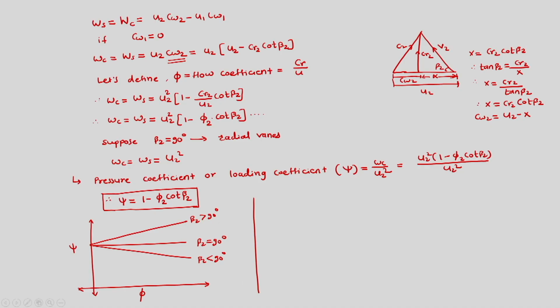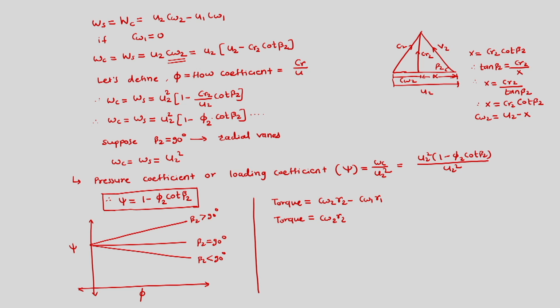Similarly, as we said for the work input, we can also say for torque, and we know torque is equal to Cw2 R2 minus Cw1 R1, and for radial vanes torque is equal to Cw2 R2. So from here, if we multiply by angular velocity, we get the compressor work.